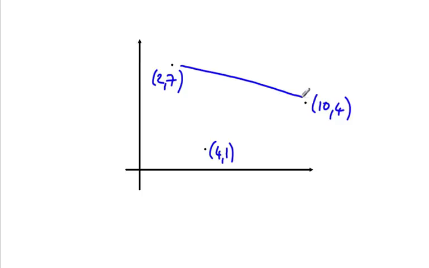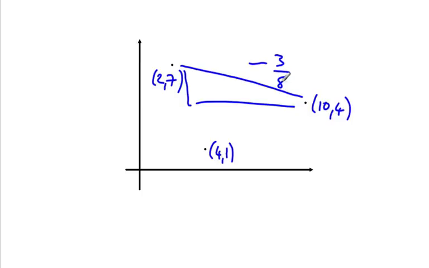Nothing really matters, Gilchrist, but go on. What's the rise? 3. Well done. This bit is 3. From there to there is 8. Okay, so what's the gradient? 3 over 8. Yep, but it leans backwards. So the gradient is minus 3 over 8.